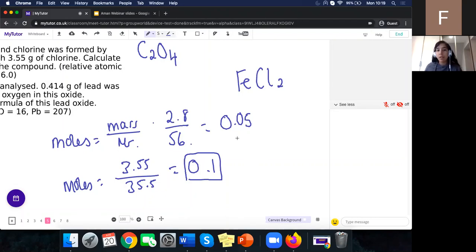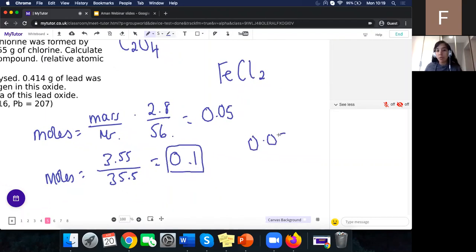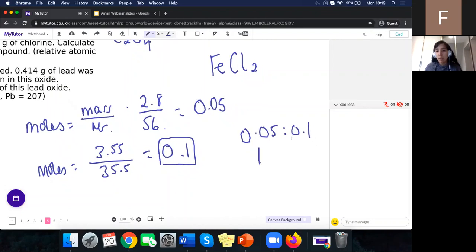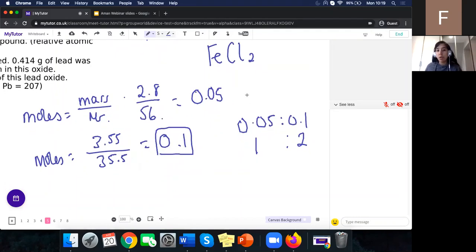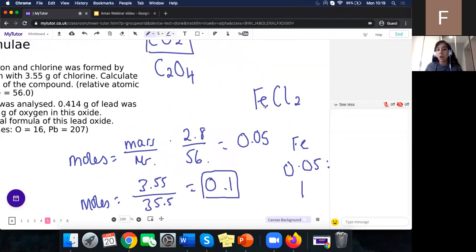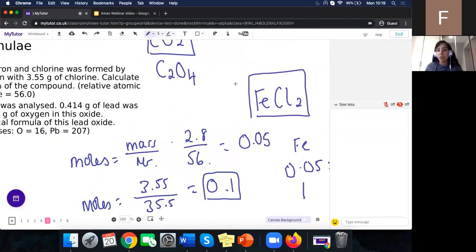So if we calculate it as a ratio, it's 0.05 to 0.1. So we make 0.05 1. There are 2 0.05s in 0.1, so it becomes 1 to 2. So that means there is 1 iron for every 2 chlorines. So the empirical formula of iron chloride is FeCl2.